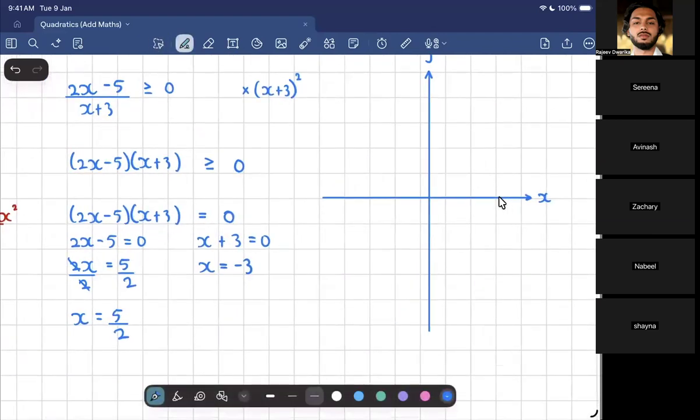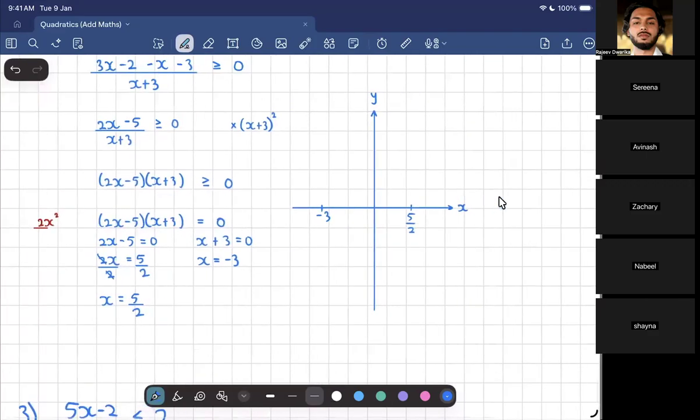So my roots are 5 over 2, which is 2.5, and -3. So 5 over 2, where would that be? To the left or to the right? To the right, yeah. So 5 over 2, that's going to be over here. And -3 is going to be over here. We just now figured out that this is going to be our minimum graph. So that's going to look like this.